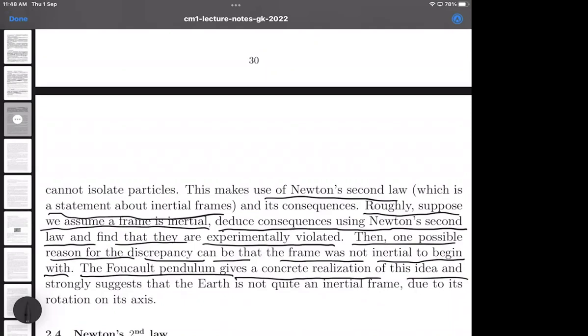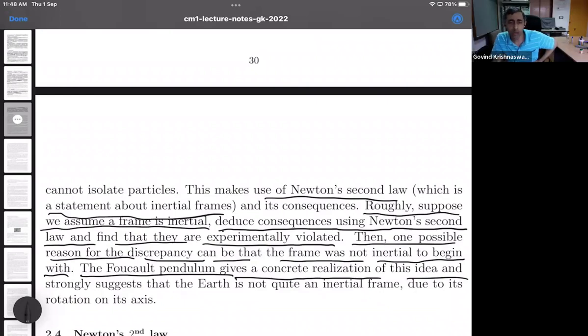If you have the second law at your disposal, you can do a little bit more. So am I addressing your question? That is, I can answer the question experimentally whether my frame is inertial or not. This is an experimental question.